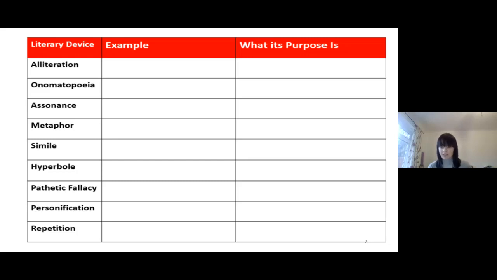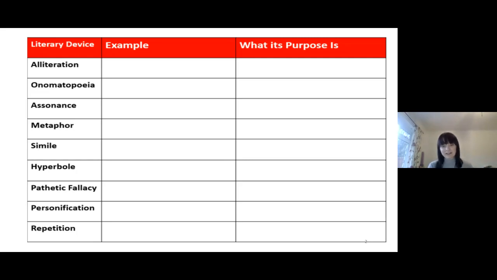Then we have personification. Again, you're probably quite familiar with this one, where you give human qualities to inanimate objects. So the lightning danced across the sky, the wind whistled, the alarm clock yells at me. The alarm clock doesn't actually yell at you, although I do feel some mornings that it does yell at me.